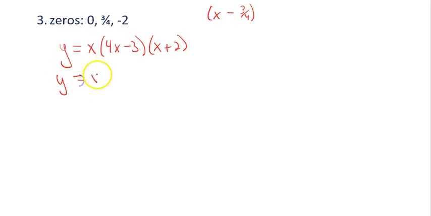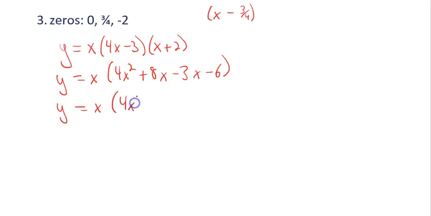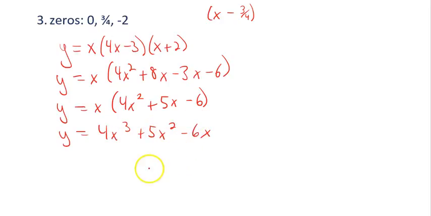So I'm going to bring the x down, and I'm going to FOIL here. So I get 4x squared plus 8x minus 3x minus 6. I'm going to combine like terms. And 8 minus 3 is 5, so 5x. And then I distribute the x. So I get 4x cubed plus 5x squared minus 6x. And that concludes this lesson.